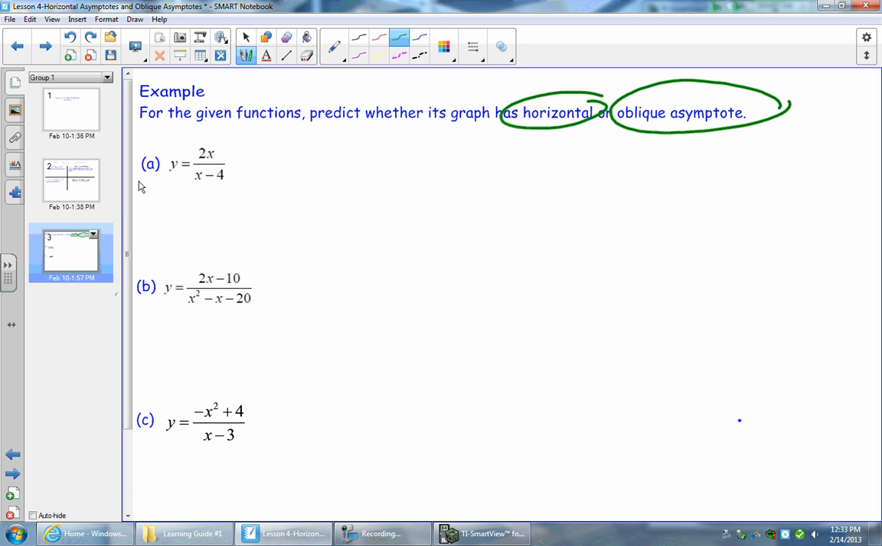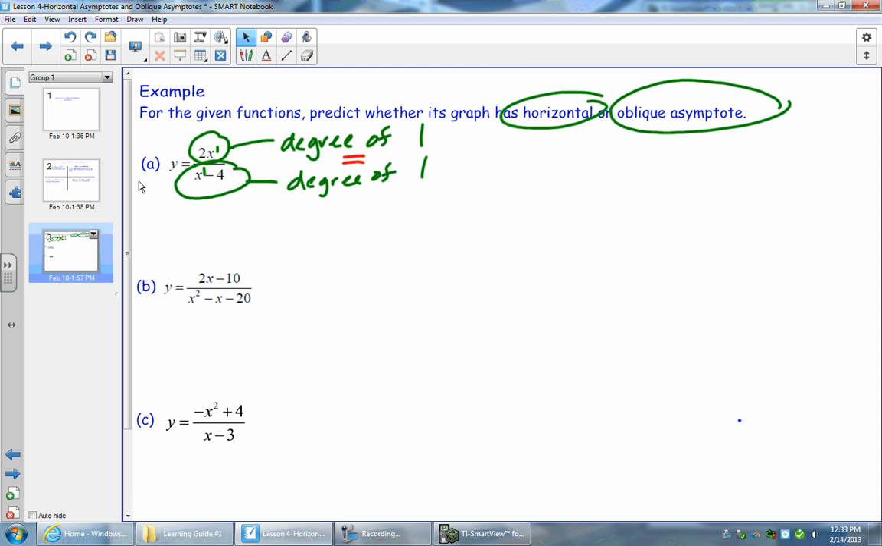Next, you want to take a look at the degree of the numerator and the denominator. So take a look at the numerator. That term has a degree of 1. When you're looking at the degree, you're looking at the exponent on the variable. Same with the bottom here. The bottom also has a degree of 1 because this x has a power of 1. We have a degree of 1 on the top and also a degree of 1 on the bottom. So these are equal.